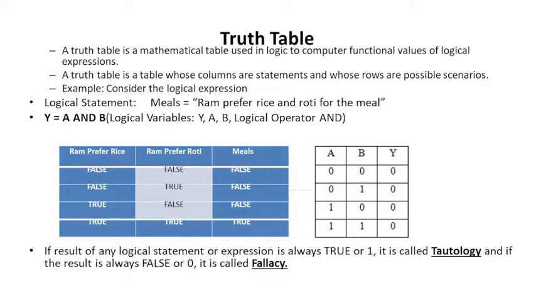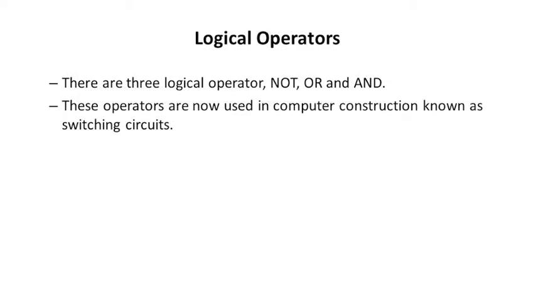Y is equal to A and B. The logical variables are Y, A, B, and the logical operator that we are going to use is the AND operation. If the result of any logical statement or expression is always true or 1, then it is called a tautology. If the result is always false, then it is a fallacy.